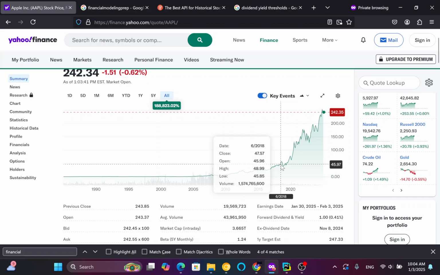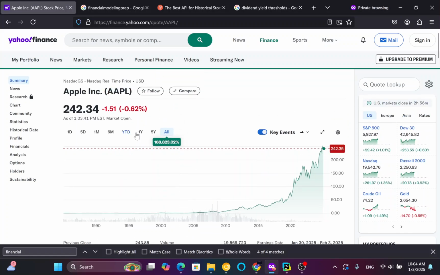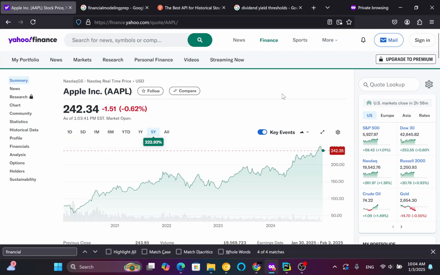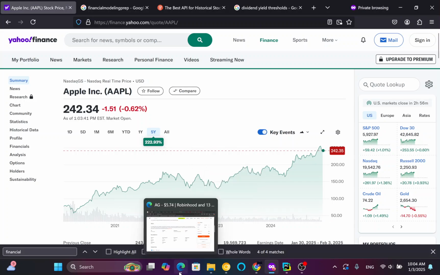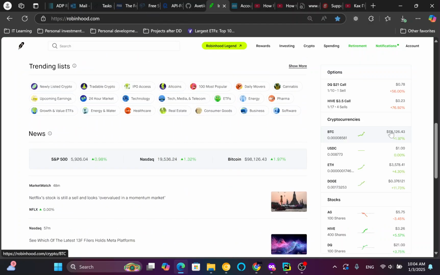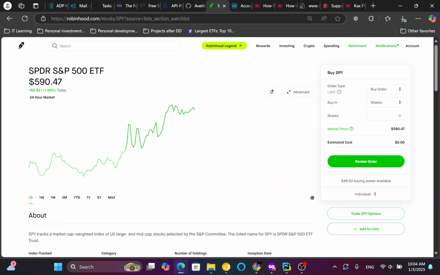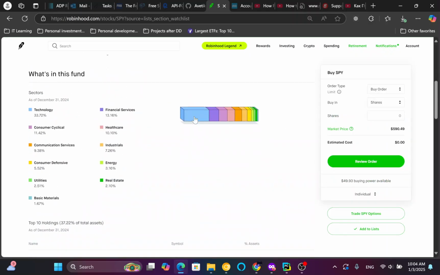Yeah, in 2018 the stock was 46, and now it's 240. So it's definitely a company that is profitable for long-term investors. And going back to Robinhood, I would also recommend you check the ETFs, which are exchange traded funds. Let's check one of the most popular ones, SPY, which is the Standard and Poor's 500, and see what is in it.